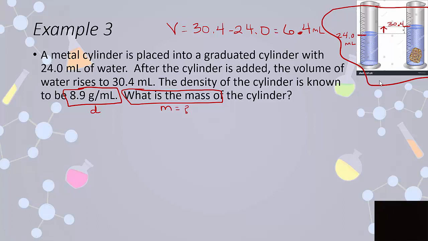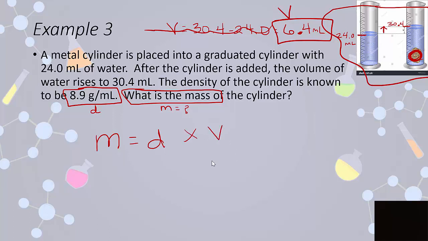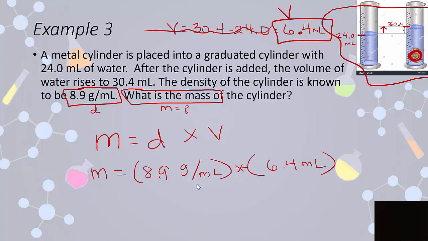It's like this little blob thing at the bottom of the water. It caused the water to go up by 6.4 milliliters, so that's the volume of the object. Okay, so we're going to remember that that number there is the volume. The rest of this stuff, not going to think about it anymore. All right, y'all, so what's our formula? Mass equals density times volume. We solved for that earlier. So the mass is the density, 8.9 grams per milliliter, times the volume we said was 6.4 milliliters.